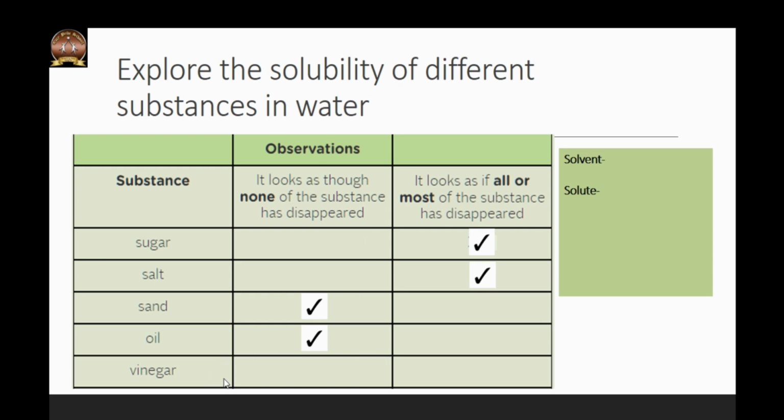Try mixing vinegar in water. You will see that you get a uniformly distributed solution. The solvent in these cases is water. The solutes are sugar, salt, sand, oil and vinegar. Sugar, salt and sand are examples of solutes which are solids. Oil and vinegar are examples of solutes which are liquid in nature.